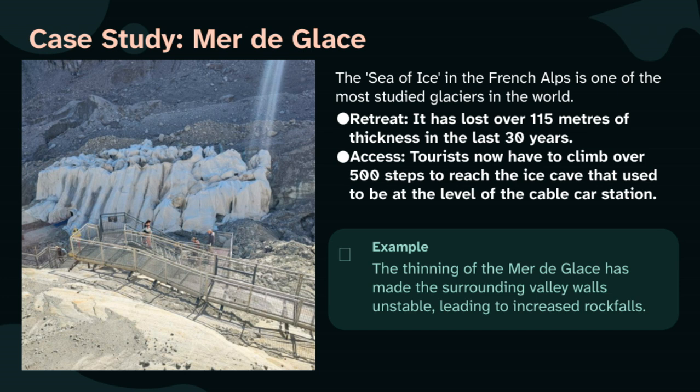According to the slide, the glacier has lost over 115 meters of thickness in the last 30 years. That is not just the glacier snout moving slightly. That is a major loss of ice volume.